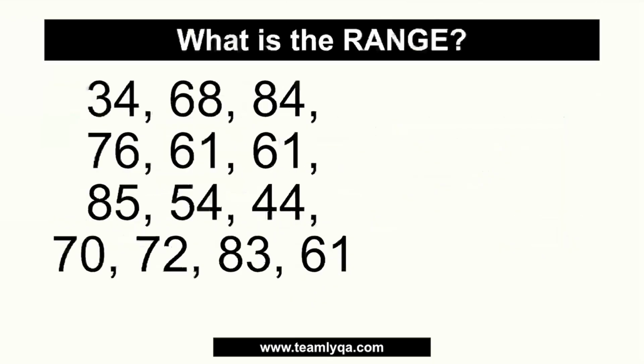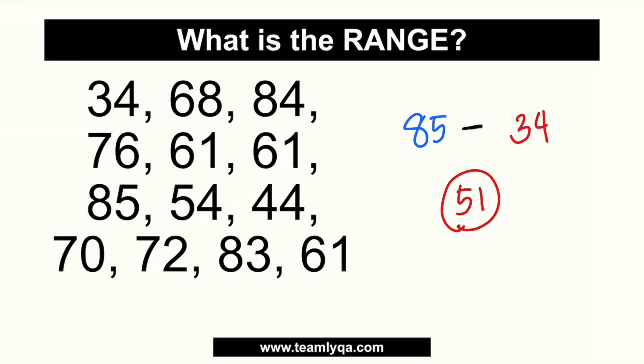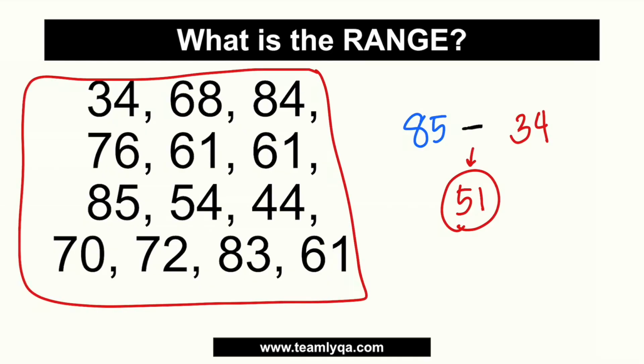So, if we have this, yung original set natin ng information, ang range niya would be, kukunin natin yung pinakamalaking number, okay, that would be 85. So, yung 85, tapos, isusubtract natin yung pinakamaliit naman na number. In this case, that would be 34. So 85 minus 34, this is going to give us 51. So 51 yung range ng set ng numbers na ito. Okay? So again, it's the biggest number minus the smallest number.